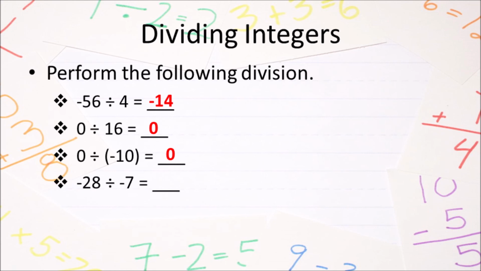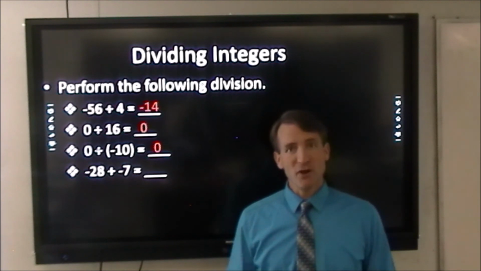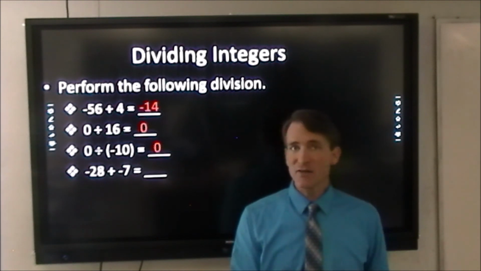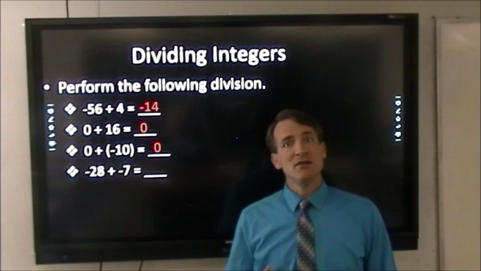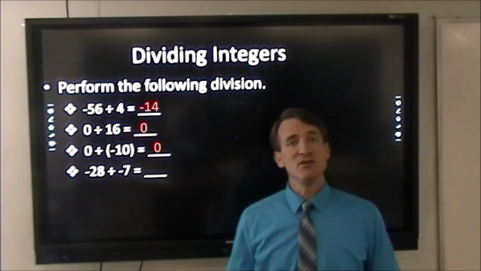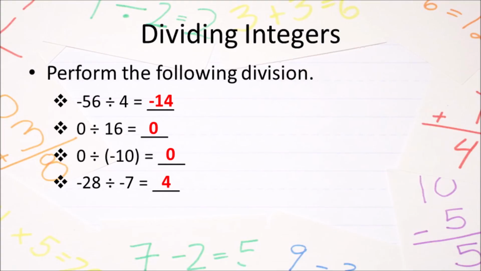Negative 28 divided by a negative 7. Now I have two numbers that are both the same sign. Therefore, they're going to be positive in my final answer. 28 divided by 7 is 4. So my final answer is simply 4.